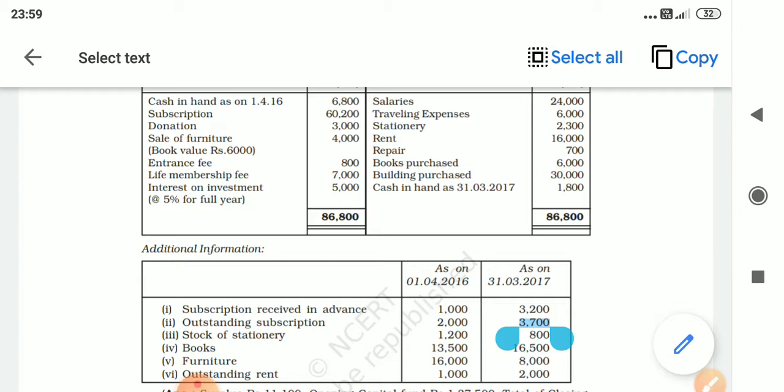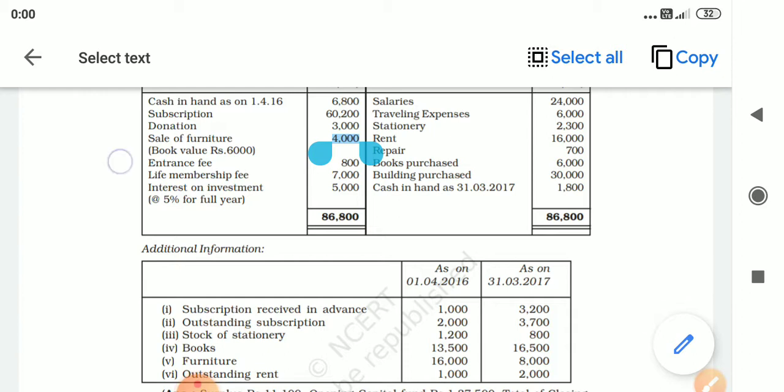It will appear in the income side of income and expenditure account. Sale of furniture, book value 6,000, sold for 4,000. So there is loss on sale of furniture. This loss on sale of furniture will appear in the expenditure side of income and expenditure account.